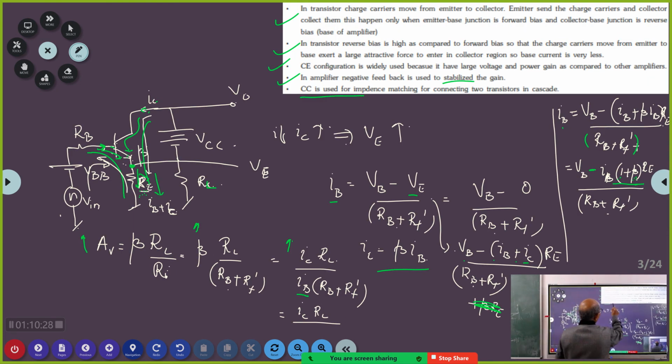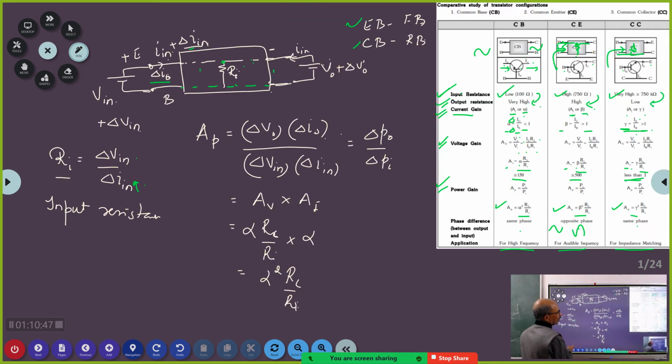CC is used for impedance matching, connecting two transistors in cascade. Now, did you get an idea? Common collector configuration is also an amplifier, but its main job is to do what? Impedance matching. Okay, see here, common collector. So for impedance matching, you can see the input resistance is very high, output resistance is very low. So that configuration is best suited for impedance matching. You will learn.